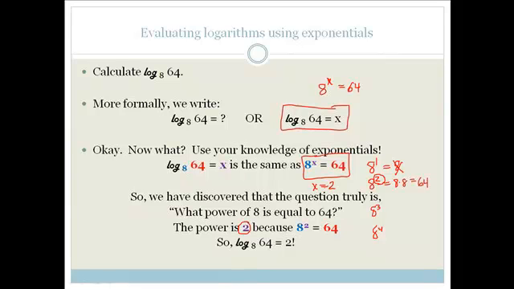Okay, I used exponentials to figure it out. And now all I'm going to do is go back to my logarithm and say log base 8 of 64 is equal to x. Hey, wait a second. I know what x is. X is 2. I figured it out. So the solution to log base 8 of 64 is 2. Log base 8 of 64 is the number 2.